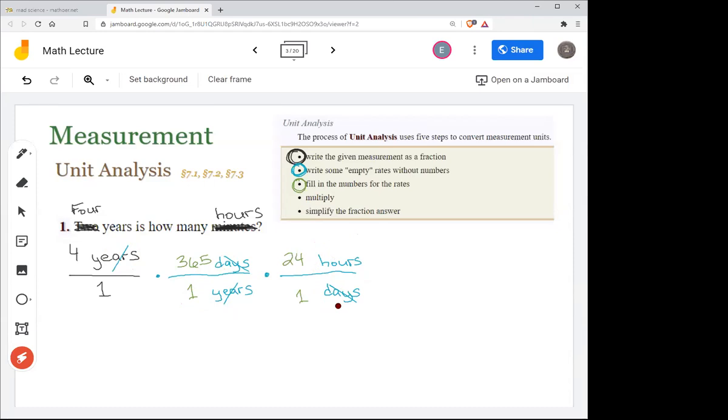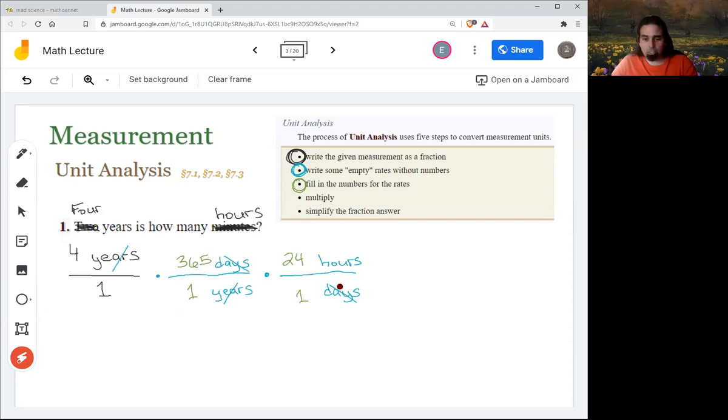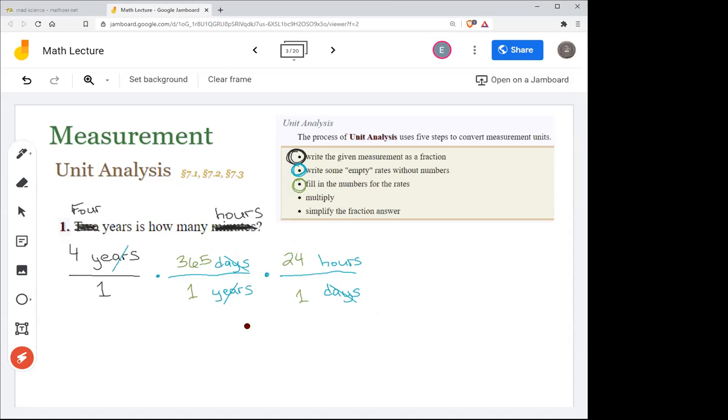So the one diagonal from it will always be the same, like the days. The one across from that one is days. So it'll always be the same. Does that make sense? Right. The reason you add another fraction is so you can cross off a word that you don't want there.